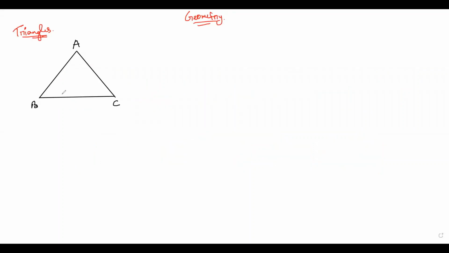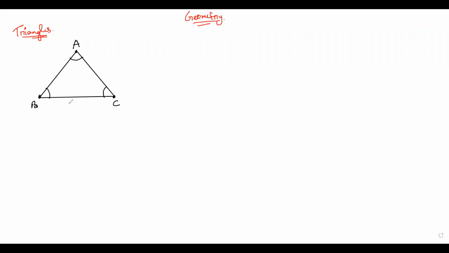A triangle is a figure with 3 sides and 3 angles. Here, AB, BC, and CA are the 3 sides, and they meet at 3 vertices A, B, and C to form 3 angles, angle A, angle B, and angle C.